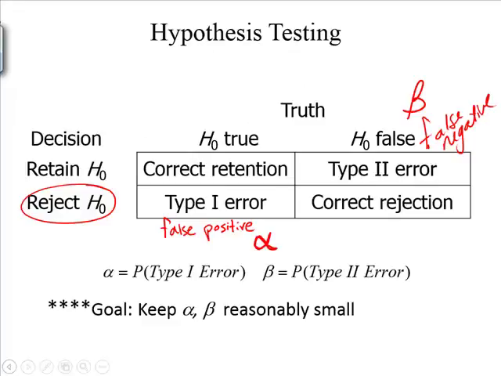Those are the errors you can make. Now, if you have passed the limit that you said when you set the probability in the alpha, what you are allowed to do as a researcher is known as rejecting the null hypothesis.